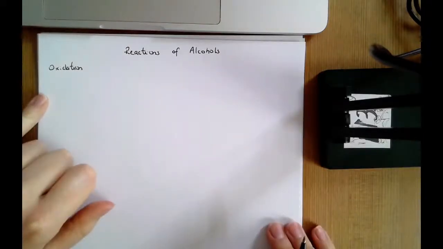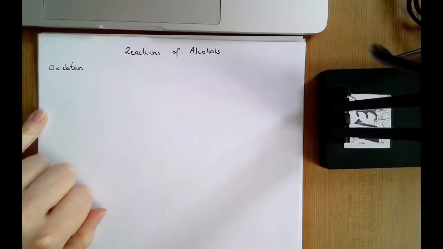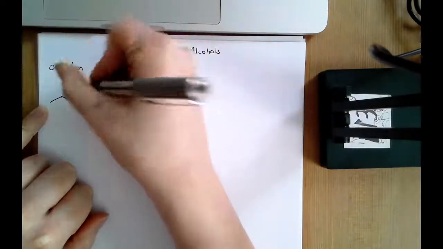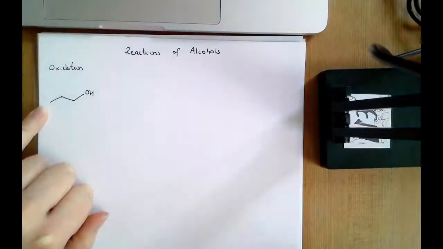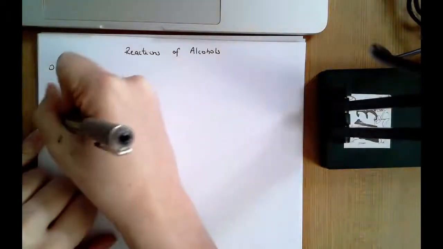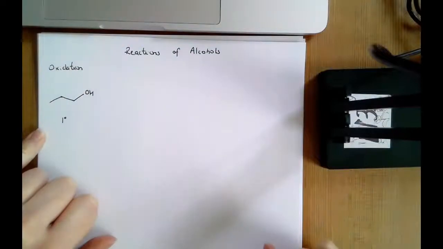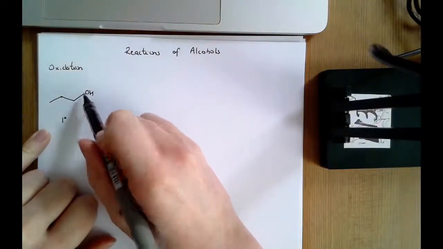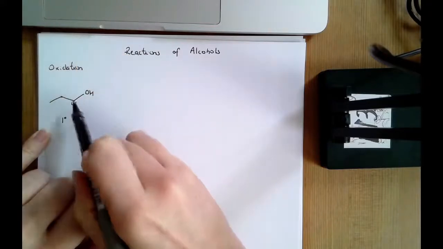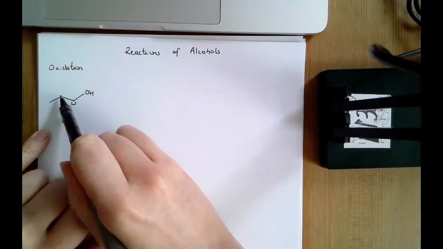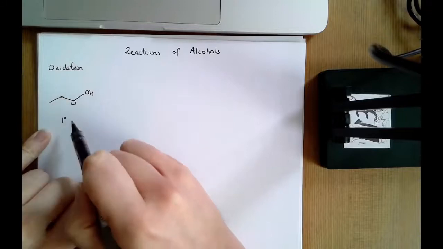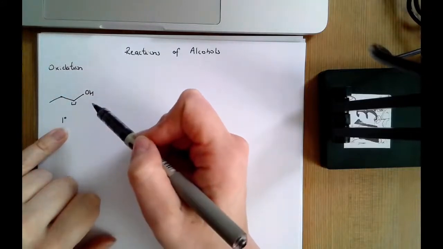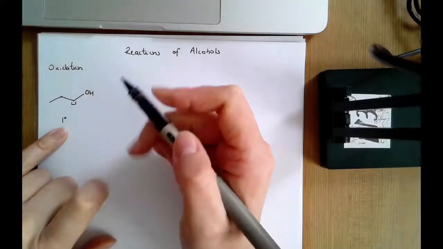So we're going to start with the oxidation of alcohols. You need to be able to classify an alcohol as primary, secondary, or tertiary. The alcohol I have just drawn is an example of a primary alcohol. It's primary because the carbon that is directly bonded to the OH, which would be this carbon here, is bonded to only one other carbon. Primary alcohols can be oxidized under 2 different conditions to form 2 different functional groups.